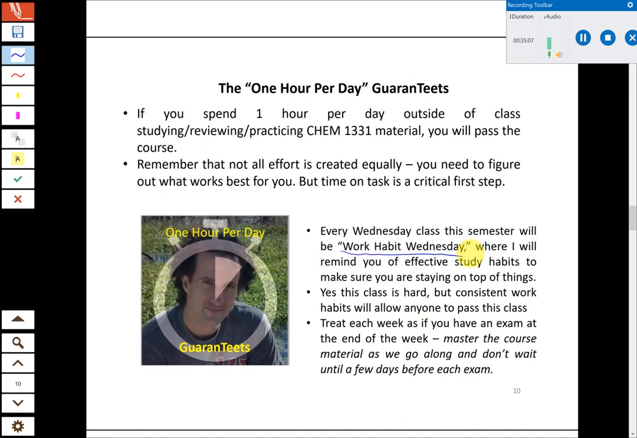And again, it's an every single day thing. It's not something that you do once every 3 weeks when you have an exam. So I'm going to try to keep up with this with you guys. And another key though is to remember that not all effort is created equally.